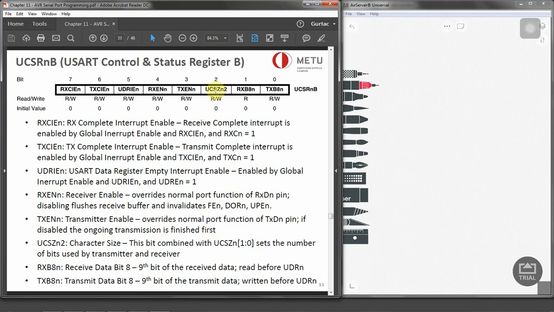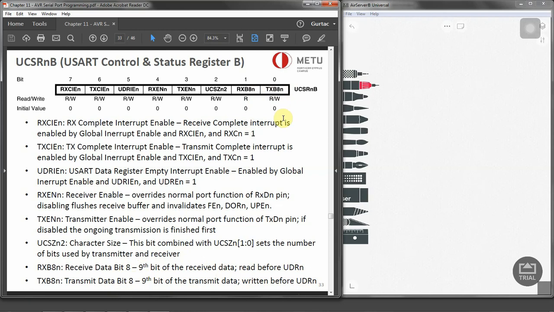And UCSZn2, that's the character size. This bit is combined with UCSZn1 down to 0 and sets the number of bits used by the transmitter and receiver. And RXB8n is bit 8, the 9th bit of the received data, read before UDRn, and TXB8n is bit 8, the 9th bit of the transmit data, written before UDRn. So if you want to have bigger data than 8 bits, you can use these bits RXB8n and TXB8n, and we can write an extra bit in there before UDRn.